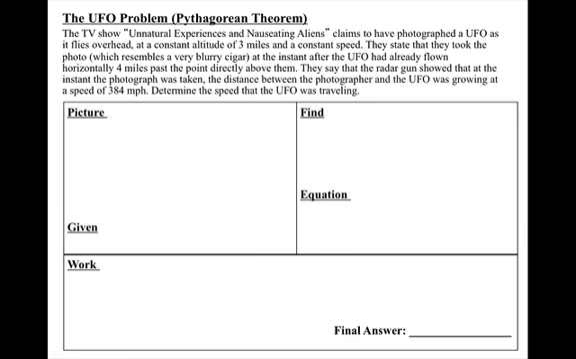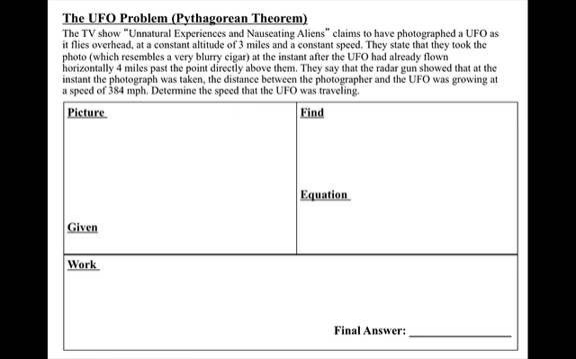All right, the next type of related rate problem that's very common is a Pythagorean theorem problem. So this example is called the UFO problem. The TV show Unnatural Experiences and Nauseating Aliens claims to have photographed a UFO as it flies overhead at a constant altitude of 3 miles and a constant speed. They state that they took the photo, which resembles a very blurry cigar, at the instant after the UFO had already flown horizontally 4 miles past the point directly above them.